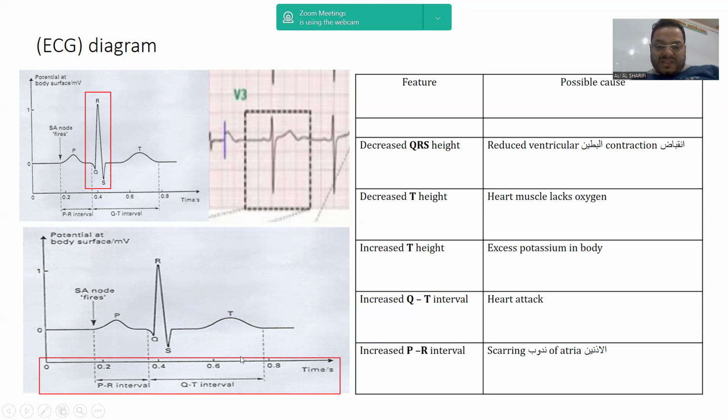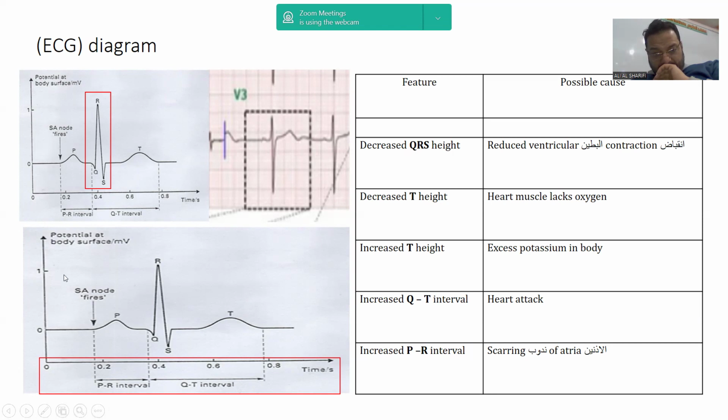Now let's come back to complete these two intervals, QT and PR. At QT, the normal interval is from less than 0.4 second to less than 0.8 second. When this interval is increased, what does that mean? That means you have a heart attack. It's dangerous. Heart attack.